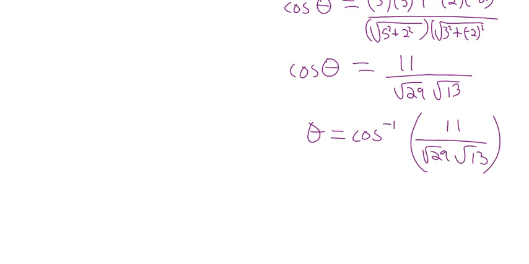So what's theta, rounded to the nearest, let's go hundredth? Degree mode. Let's put it into degree mode. Second function cos, 11 divided by root 29 times root 13.